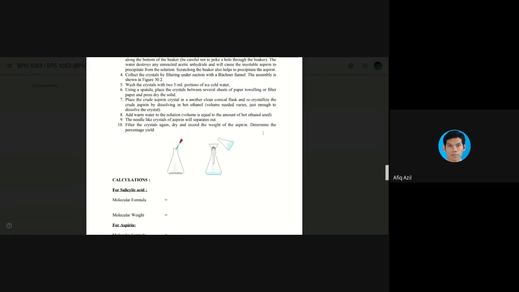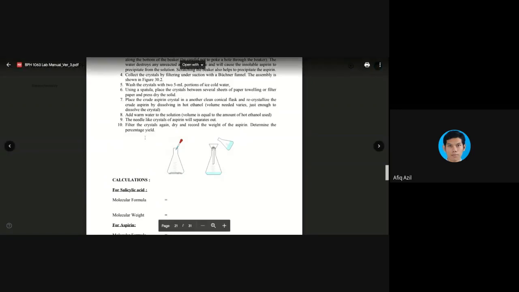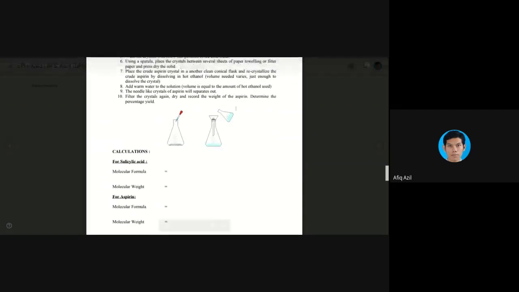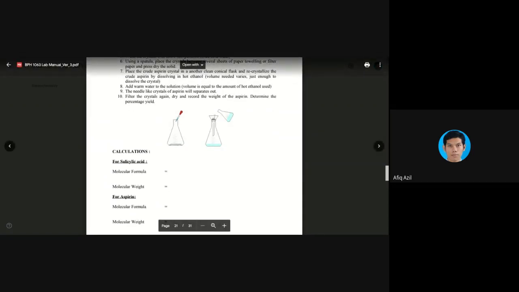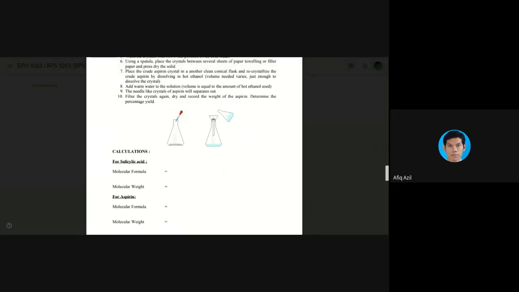Okay, and then step number 10 is to filter again. So filter the crystals again, and then you can dry it in an oven at 40 degrees Celsius. Then only you record the weight of the aspirin. So determine the percentage yield once you obtain the actual weight, or the experimental weight, of the aspirin.